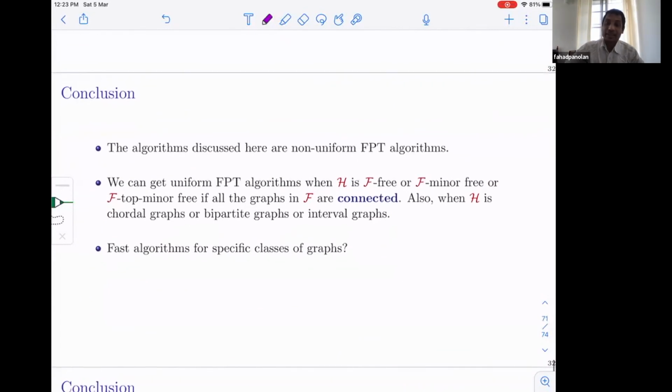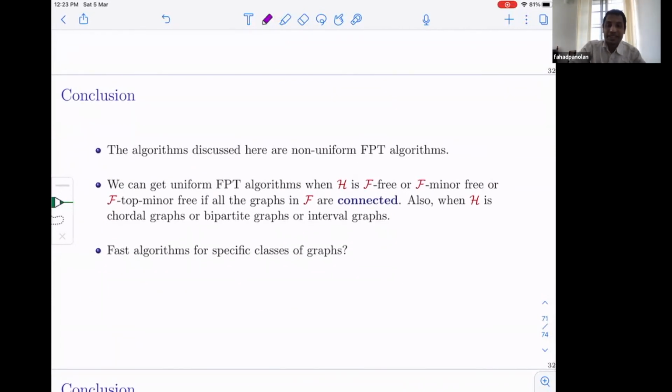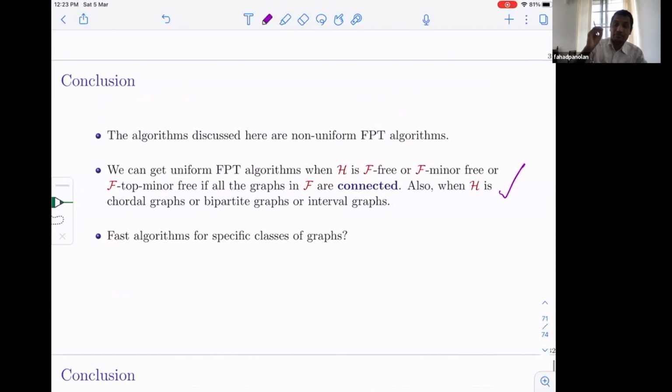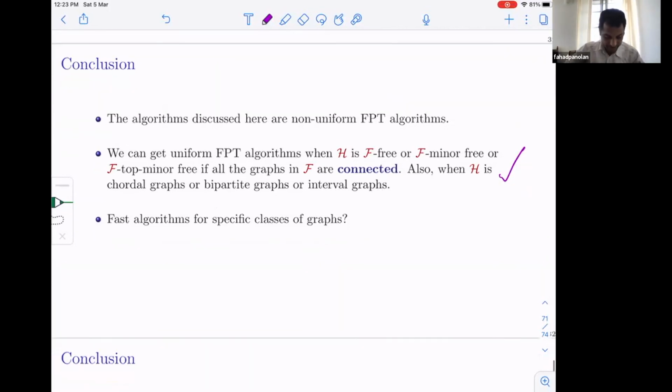And about fast algorithms, we can ask what about the running time? I just said FPT, and this running time is huge, the function f of the parameter is huge. And also it is non-uniform. For many of these there are uniform algorithms, but still the running time is huge. What about single exponential or 2 to the polynomial in the parameter running times for specific classes of graphs? That is an open question.